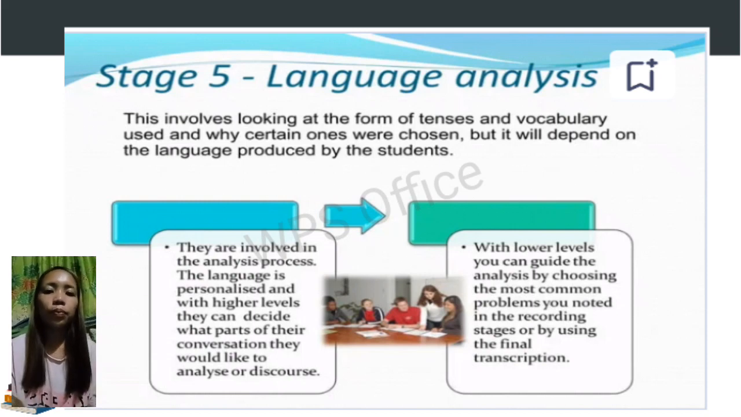The language is personalized, and with higher levels, they can decide what parts of their conversation they would like to analyze, or discourse. So, with lower levels naman, you can guide the analysis by choosing the most common problems you noted in the recording stages or by using the final transcription.